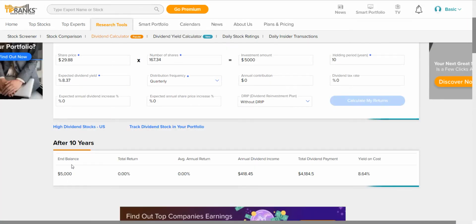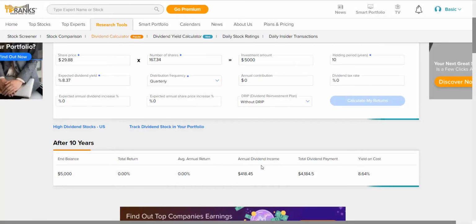So if we scroll down, we can see that it says at the end of 10 years, our ending balance is $5,000. Now this is not quite accurate because obviously we're getting paid a dividend, but this calculation is assuming that you are taking out the dividend payments and that you're not reinvesting it. Therefore, you are left with your initial balance of $5,000.